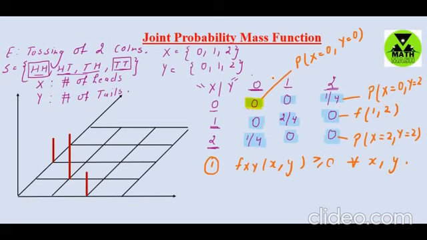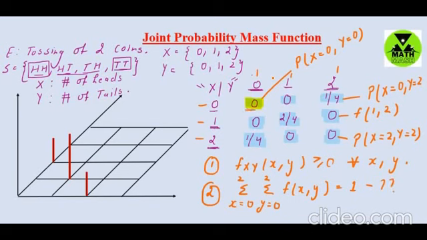So here the possible values of x are 0, 1, 2, and y are 0, 1, 2. Now the corresponding probabilities, they all are greater than or equal to 0. That means the first condition is satisfied. Now the second condition, what is the second condition? Sum over all the values of x, where x takes values 0 to 2, and sum over all the values of y, where y takes values from 0 to 2. When we add all these probabilities, that is f(x,y), is it equal to 1 or not? So we have to check this.